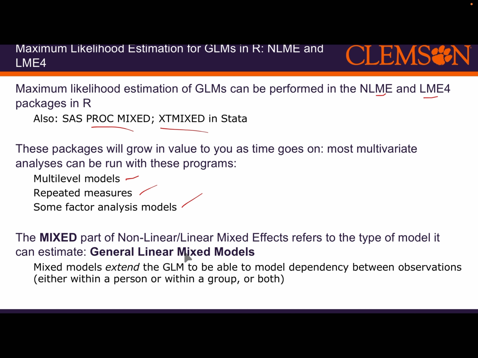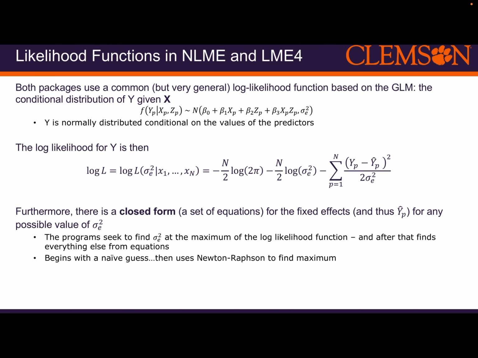But that's not a subject for today's lecture. But let's just use this for our linear model that we've done before. Here, both packages use a common but very general log likelihood based on the GLM, and we had derived this previously, showing that if we had a model where we had a y being predicted by x, z, and its interaction, then the mean of the conditional distribution of y, what the model says the mean should be, is based on the fixed effects, and the variance is given by the residual variance.